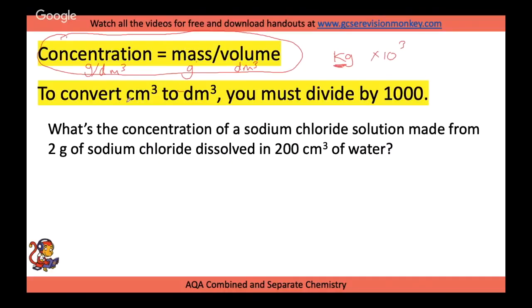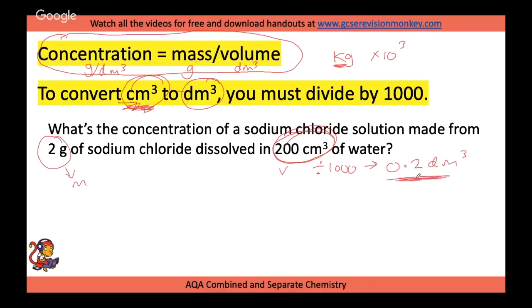And the volume, they give it to you in centimetres cubed. Get yourself an easy mark. If you see centimetres cubed, divide it by 1,000 to turn it into decimeters cubed. So let's look at this one. It says, what's the concentration of a sodium chloride solution made from 2 grams, that's the mass, of sodium chloride dissolved in, there's your banana skin, 200 centimeters cubed of water. They're trying to make you slip up. So that's the volume, but we need to divide that by 1,000 to turn it into decimeters cubed. So we get 0.2 decimeters cubed.